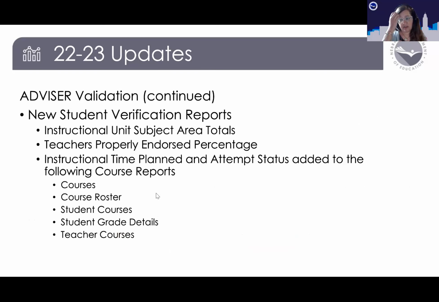So then with some of these new data elements, we have some new student verification reports. There's our instructional unit subject area totals. That's a big one. Lots of questions about that one. Teachers properly endorsed percentage. Max just spent a lot of time going through that one. And then the instructional time plan and this attempt status have been added to a bunch of course reports. So you have a way to kind of view and analyze the data that's going into some of these calculations, right? So you can look at your course data to see, okay, did I mark this kiddo's attempt status correctly or not?